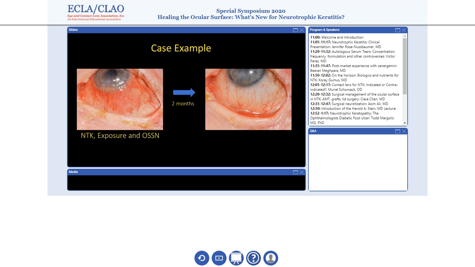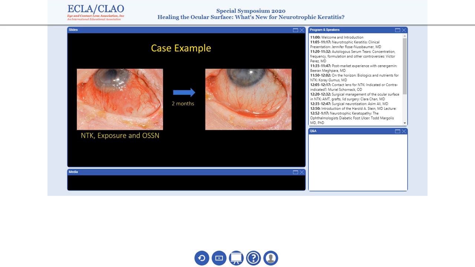Here's a case example I just want to finish with. This is a patient who had a completely neurotrophic cornea, exposure, and OSSN. He had a long history of squamous cells on the face. He's had chemotherapy, surgery, and radiation. He healed with 1 month of patching. He's got a neurotrophic ulcer here. And then after a month, we treated him with interferon alpha 2B.